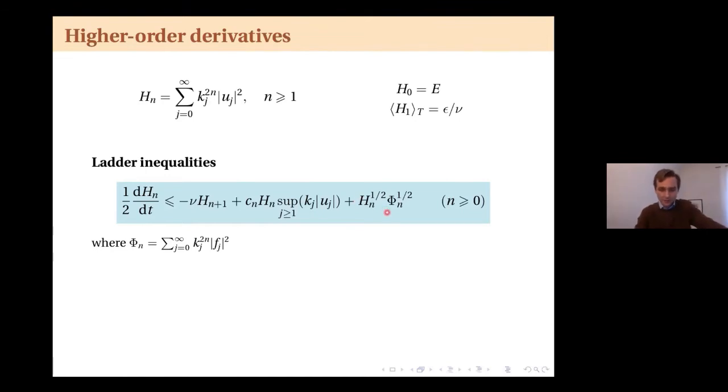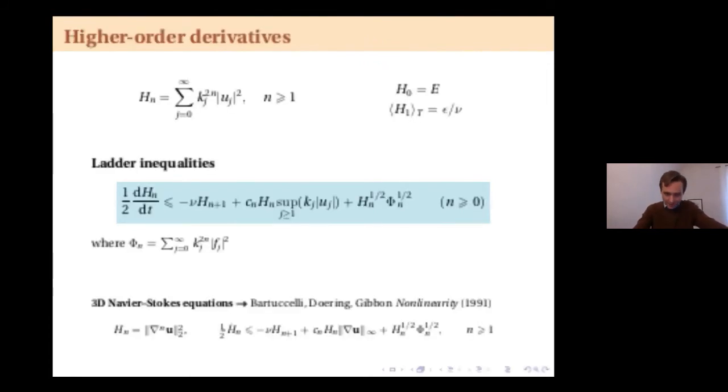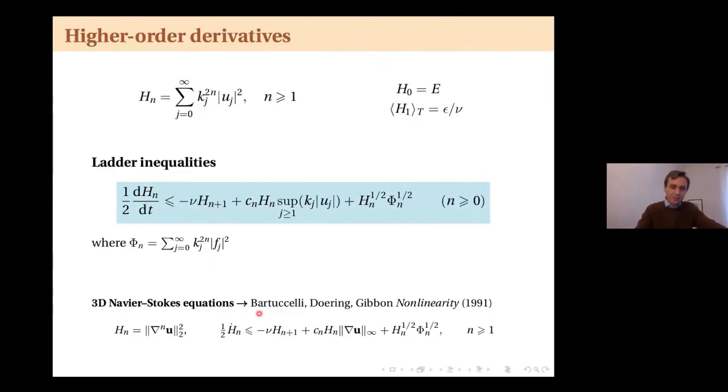Here, I forgot to mention this phi n is something completely innocent. It's just the equivalent of Hn for the forcing, where U is replaced by F, so it's something which is completely controlled. So is there a similar structure for the Navier-Stokes equations? Yes, there is. And it was proved in this paper by Bartuccelli, Doering, and Gibbon.